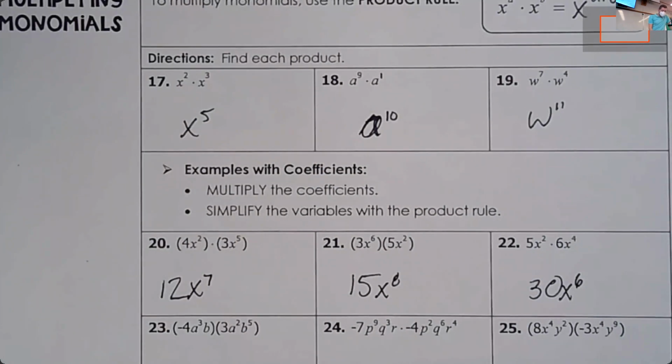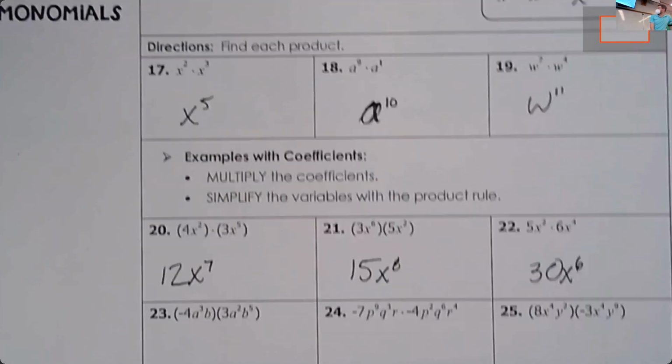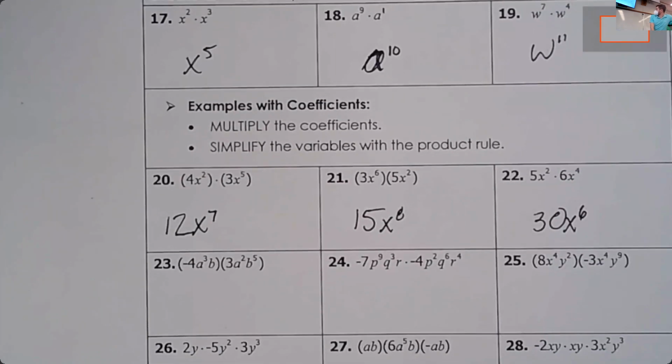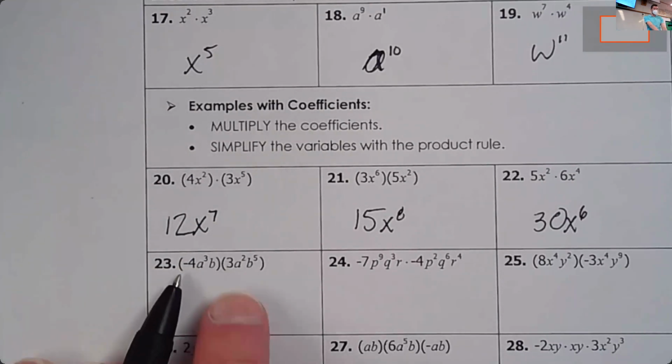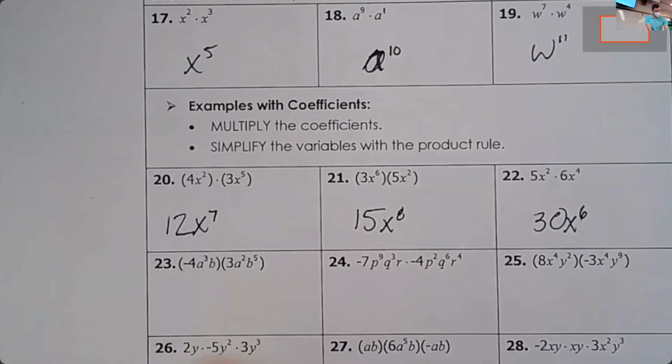Now, the next 3 problems, these ones are getting a little bit bigger because we have multiple variables this time. And it's not going to change how we do this, though. The process is exactly the same. So on number 23, we're going to take our coefficient values, -4 and 3. We'll multiply those together and get -12.